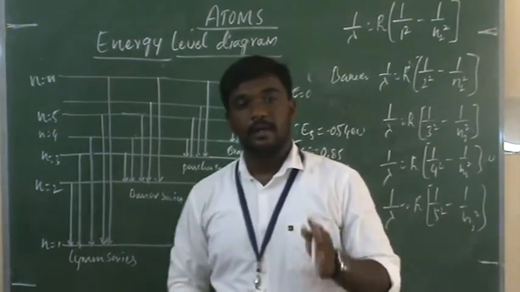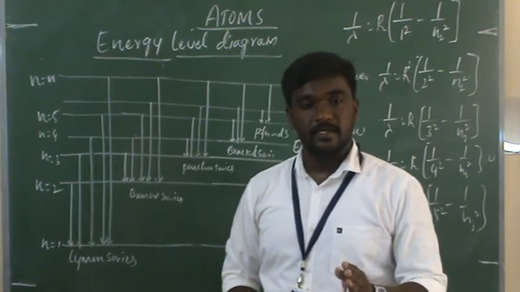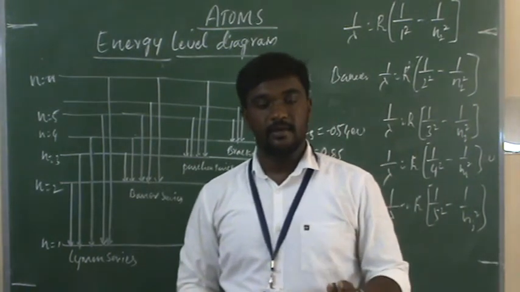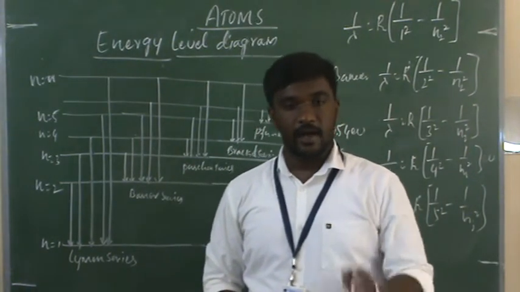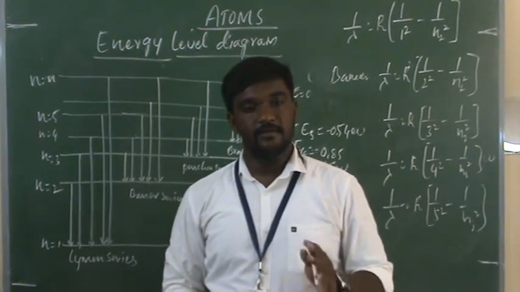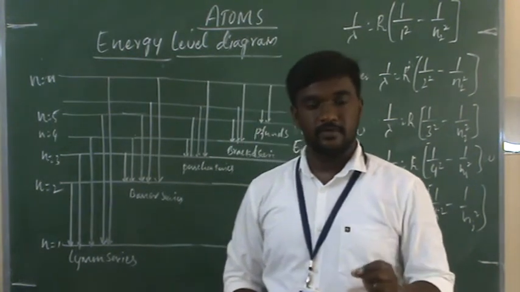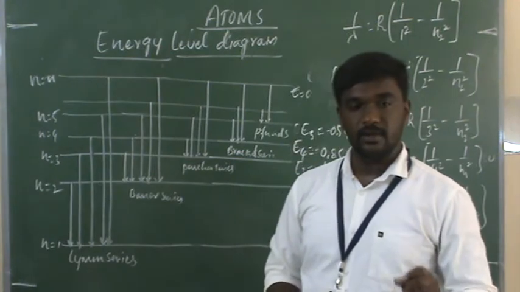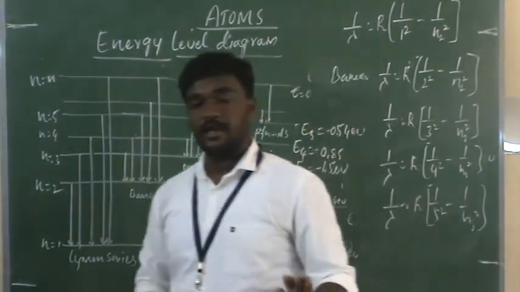The Lyman series lies in the ultraviolet region, the Balmer series lies in the visible region, the Paschen series lies in the infrared, the Brackett series is also infrared, and the Pfund series is also infrared. That is about the energy level diagram.